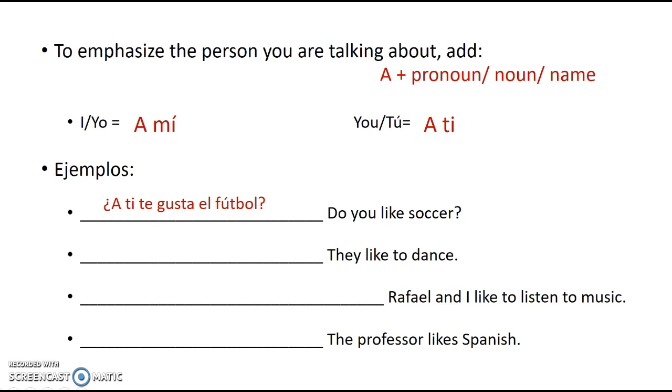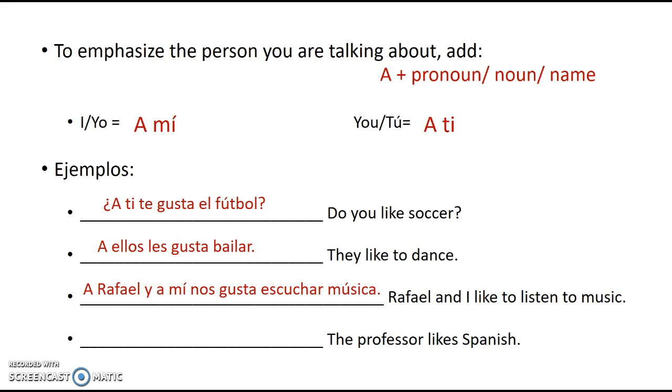They like to dance. So look back at the couple slides back. They like, les gusta, and then to dance is the verb bailar. But if I wanted to clarify who they is, I could add a ellos, because it could be they as in all the girls. So it's good to sometimes add that emphasis or clarification. Rafael and I like to listen to music. A Rafael y a mí nos gusta escuchar música. The professor likes Spanish. Al profesor le gusta español. Notice because we have a and el, we combine it to make al.